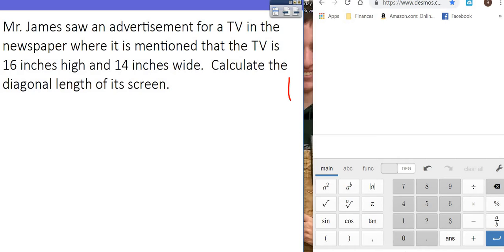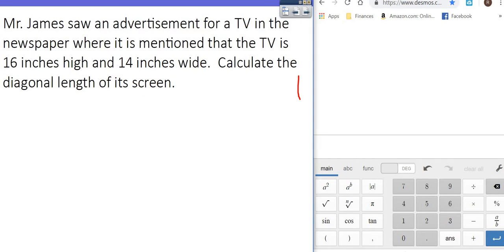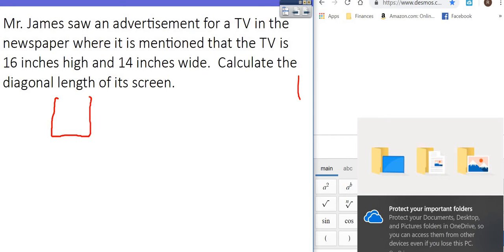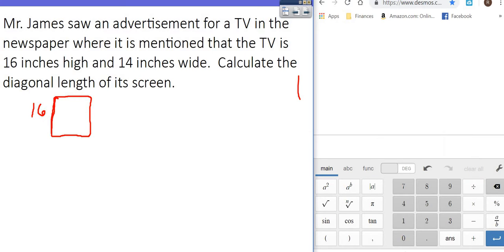Okay, Mr. James saw an advertisement for a television in the newspaper where it's mentioned that the TV is 16 inches high and 14 inches wide. So the first thing I'm going to do is draw something that looks like it's 16 and 14 inches wide. I know I didn't do a very good job, but we're going to pretend. So let's say that's 16 and let's say that's 14. Then it says to calculate the diagonal.